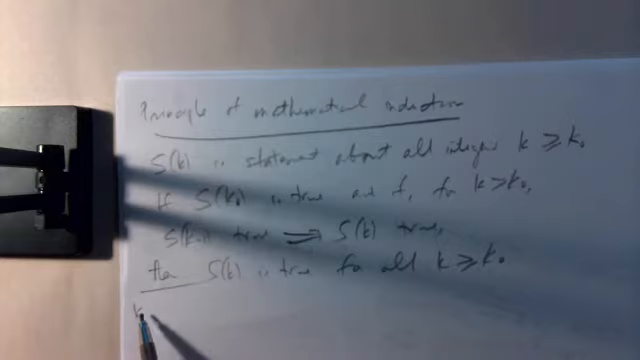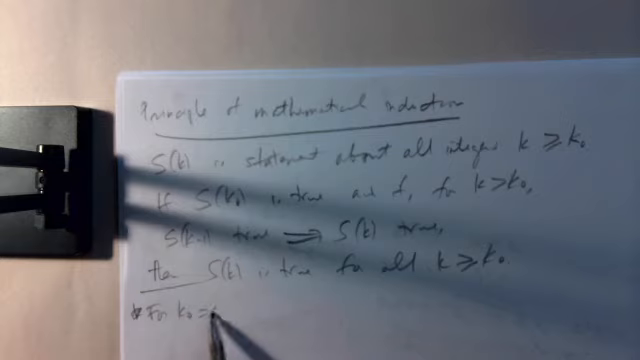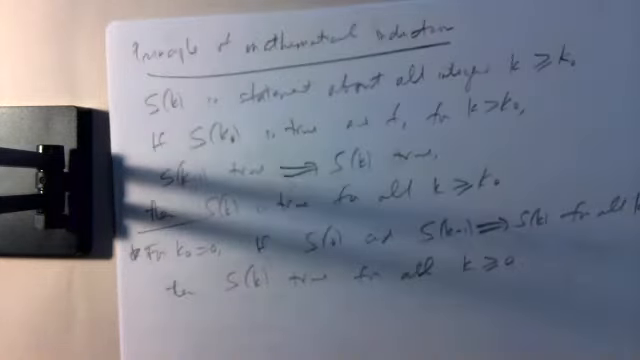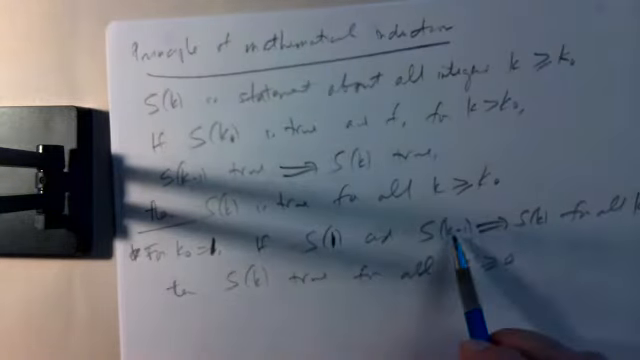So in particular, for k naught equal to zero, if the statement is true for zero and S of k minus one implies S of k for all k greater than zero, then S of k is true for all non-negative integers k. Maybe in my example, let's start with one. If S of one is true, and whenever it's true for k minus one, the statement is true for k, then the statement is true for all positive integers.